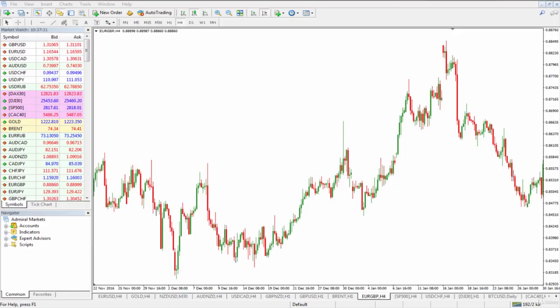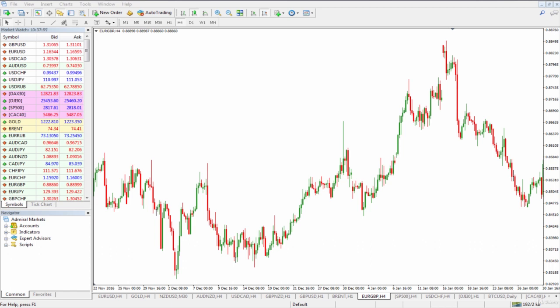Hello traders, in this lesson we will talk about the RSI indicator. This indicator is very popular among traders and I also use it very often in trading, but mostly as a confirmation or when I'm not sure whether to open a trade or not.